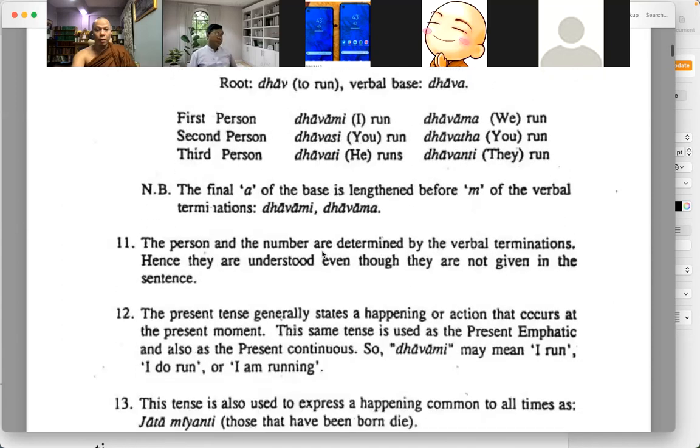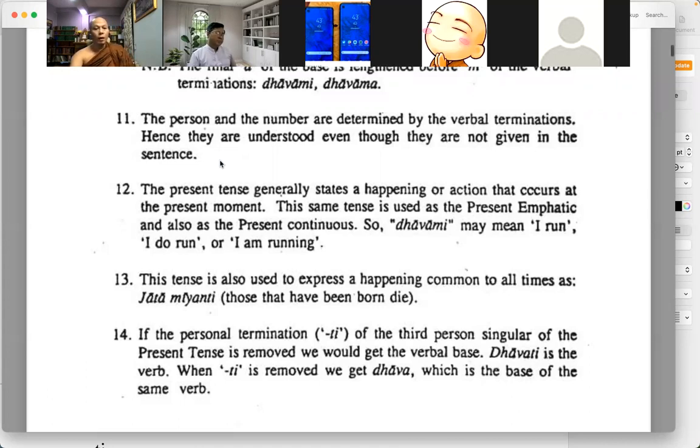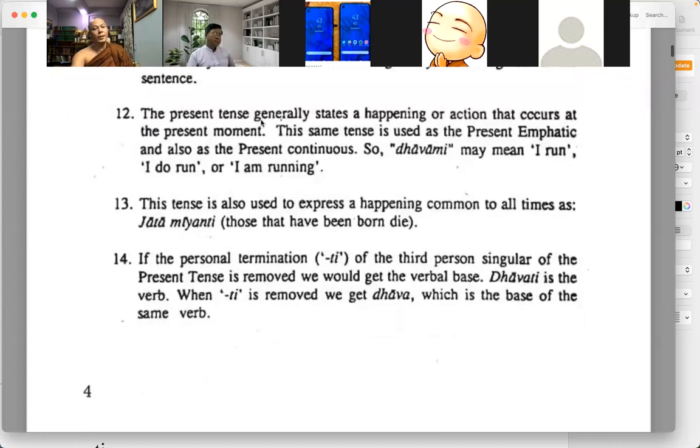And then you see the person and the number are determined by the verb termination. They are already denoted by the verb termination. So they are understood even though they are not given in the sentence. Though the person, number, or subject we don't see in the sentence, it can be understood. And then the present tense generally states a happening or action. But the important point is that in Pali, we don't have a continuous tense.